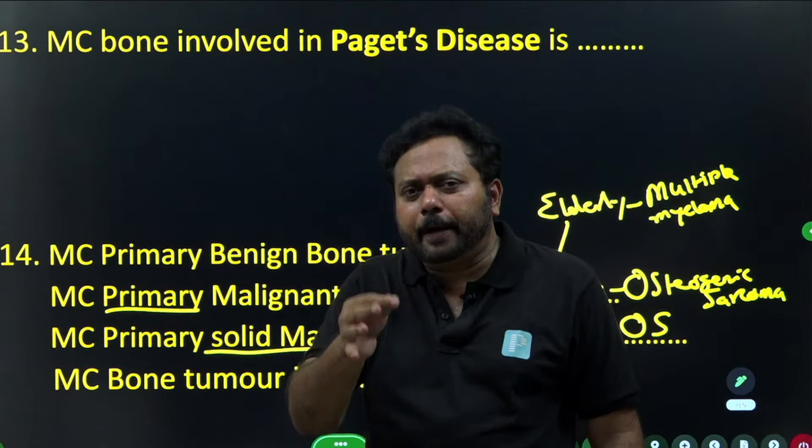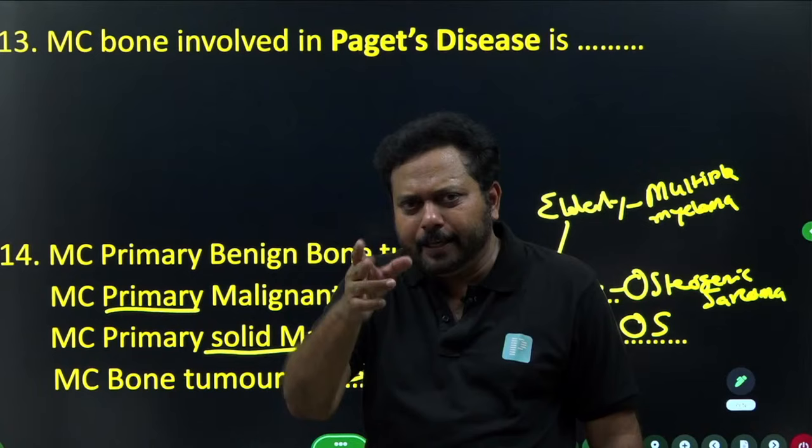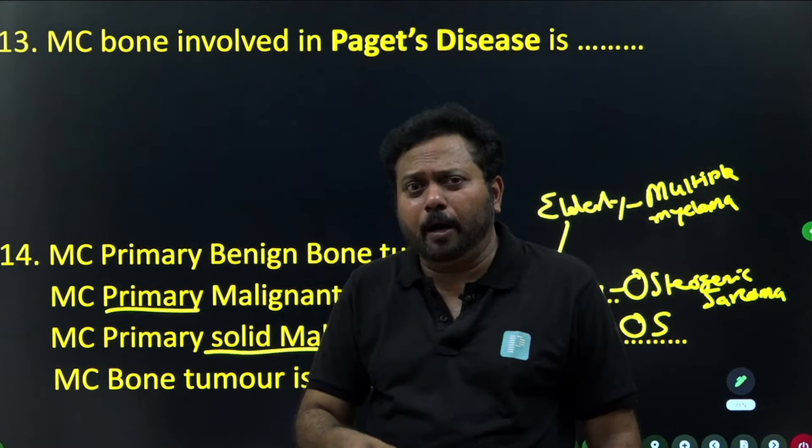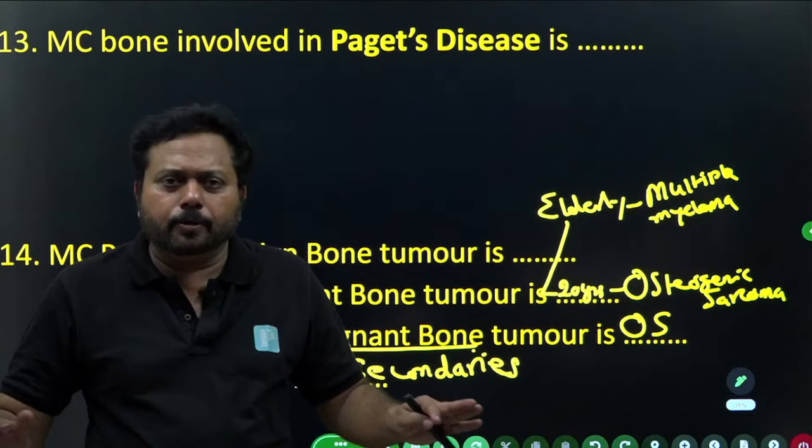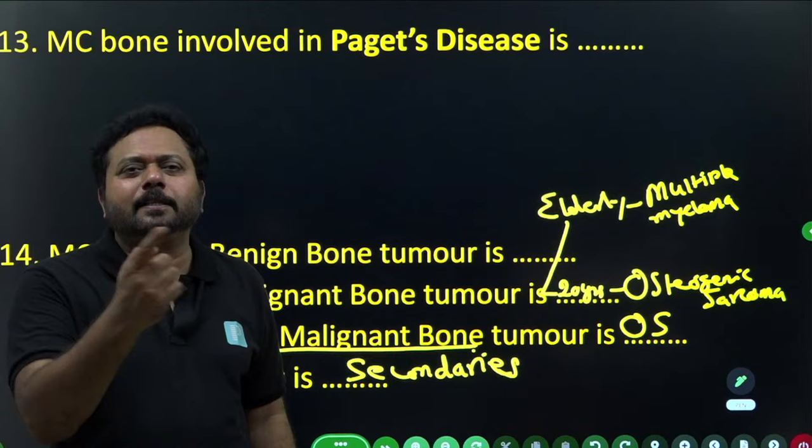Most common primary benign bone tumor, osteochondroma. Most common primary malignant bone tumor, young age, osteogenic sarcoma. Most common primary malignant bone tumor, elderly, multiple myeloma. Most common primary solid malignant bone tumor, osteogenic sarcoma. You should never get confused, dear friends. This is a very important area. It will appear very simple, but it is a slippery area. We are not going to slip.